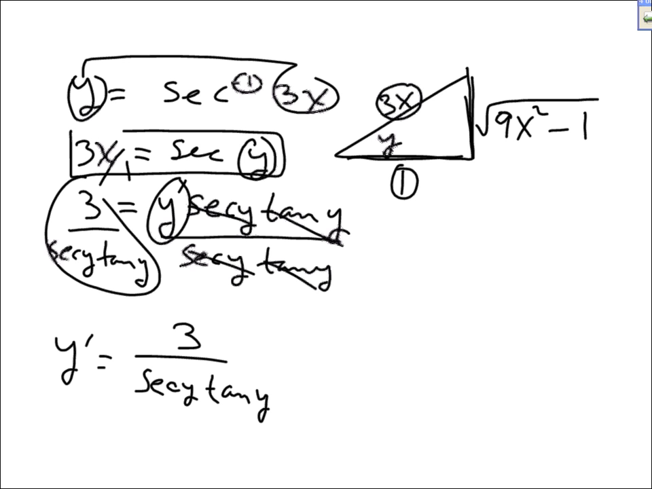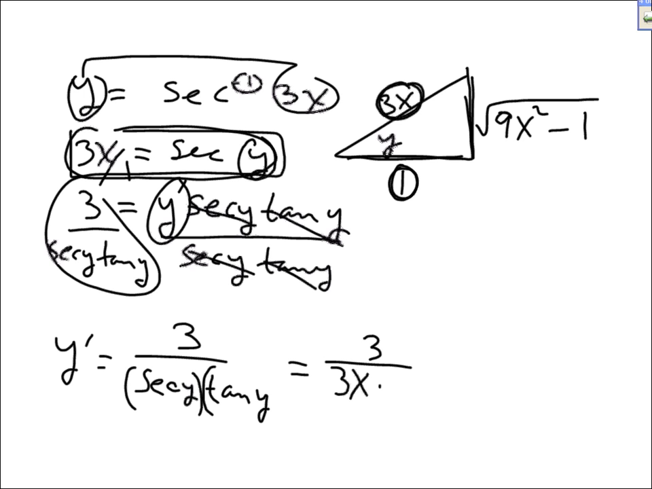Okay, so now I can figure out what the secant of y is. In fact, we actually know that one. It's 3x. We know the secant of y, you could have said it's hypotenuse over adjacent, 3x over 1 is 3x. Now times in the bottom by the tangent of y. Well, the tangent of y is opposite over adjacent. Adjacent is 1. Opposite over 1 is just the opposite. It's just the square root of 9x squared minus 1.